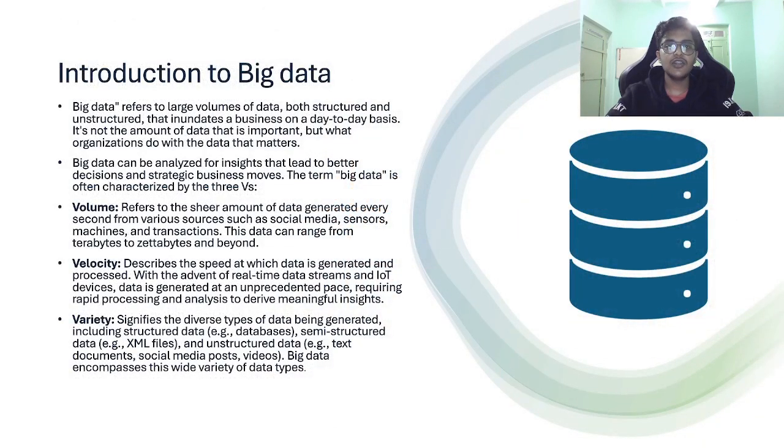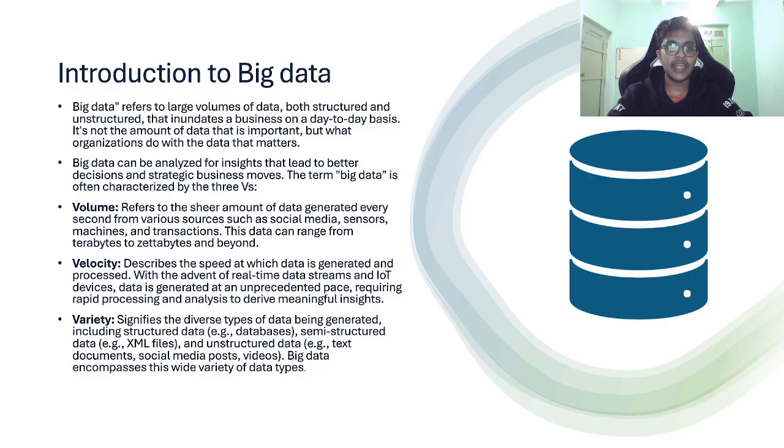We have introduction to big data. Big data refers to large volumes of data, both structured and unstructured, that inundates a business on a day-to-day basis. It's not the amount of data that is important, but what organizations do with the data that matters. Big data can be analyzed for insights that lead to better decisions and strategic business moves.